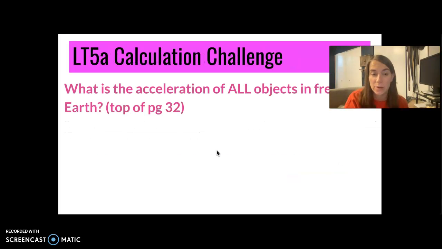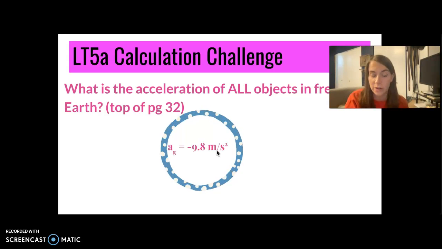That's a big idea. We're going to write that on the top of page 32. All objects in free fall on Earth accelerate at negative 9.8 meters per second squared. Now, this is in the absence of air resistance. So if you have a parachute or a whole bunch of wind pushing up on you, you do not accelerate at negative 9.8 meters per second squared.